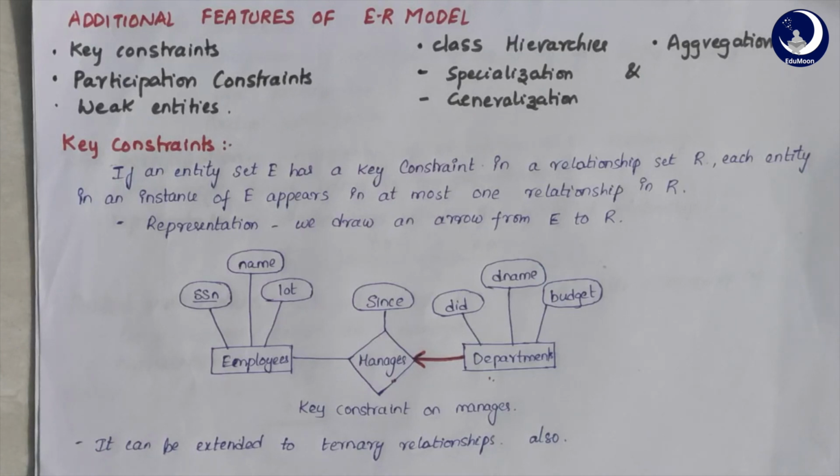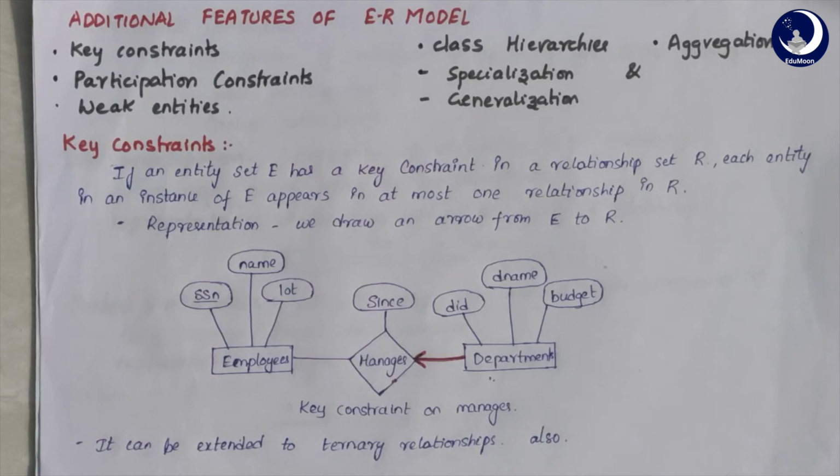Now let's see what key constraints are. If an entity set E has a key constraint in a relationship set R, each entity in an instance of E appears in at most one relationship in R. This states that an entity in an entity set should participate at least once in the relationship set R. Such a condition is called a key constraint.